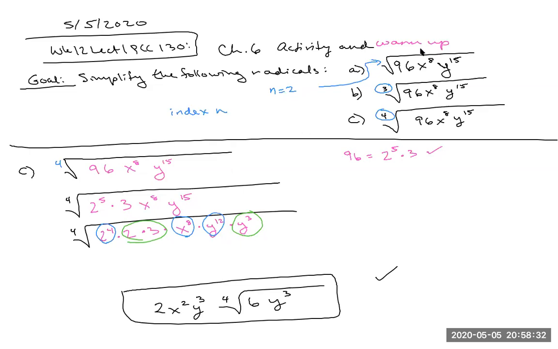So what do we get here? We have 1, 2 come out. We have x, so 8 divided by 4, that's power of 2. Y to the 12th, 12 divided by 4, that's power of 3. You still have your 4th root, and then you have 6y to the 3rd underneath. That's a little bit faster this way.